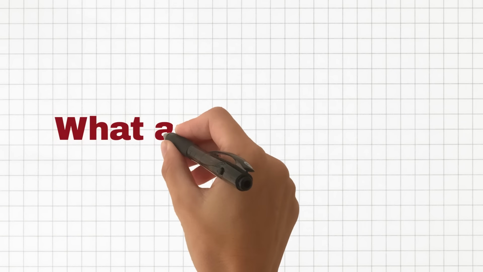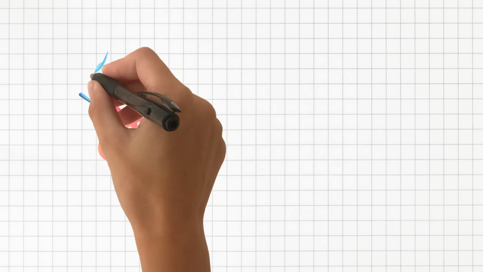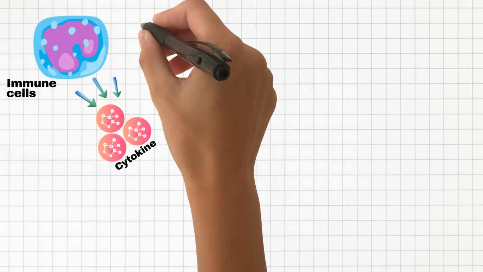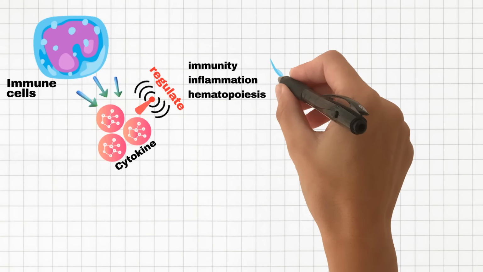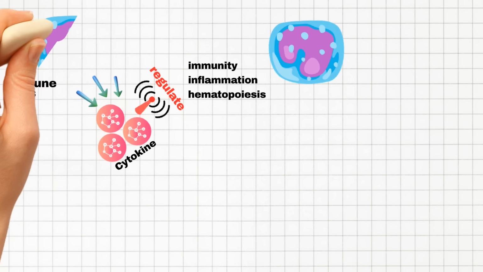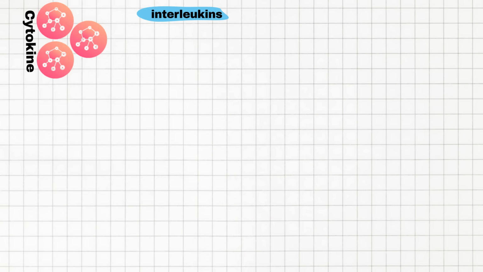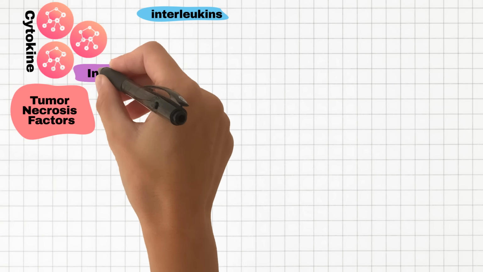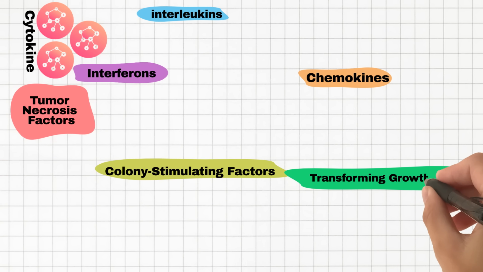Now, what are cytokines? Cytokines are small proteins secreted by various cells in the body, particularly immune cells, that act as signaling molecules to regulate immunity, inflammation, and hematopoiesis. They act as messengers, enabling immune cells to coordinate their responses to infections, inflammation, and other immune challenges. They are numerous, and there are many ways to group or categorize them. We have, for example, interleukins, tumor necrosis factors, interferons, colony-stimulating factors, chemokines, and transforming growth factors.